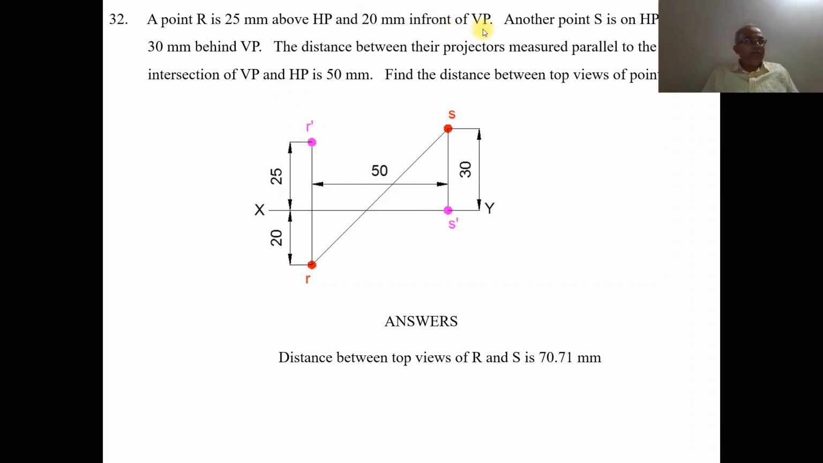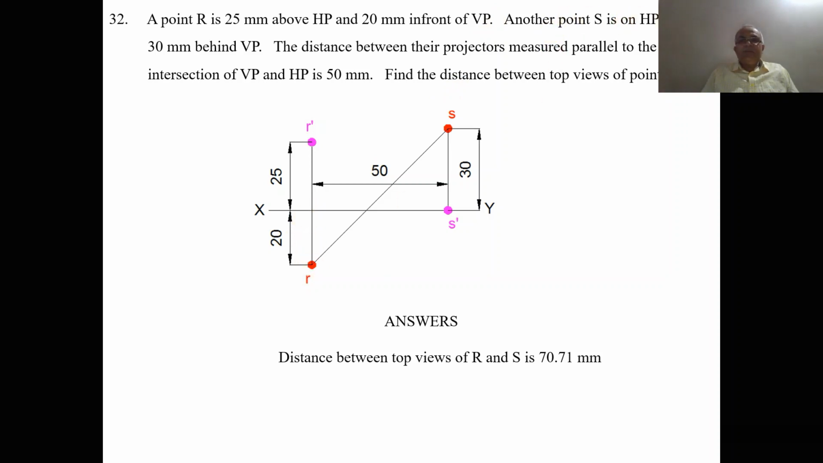And 20 mm in front of VP always comes below the XY line. From here you measure 20 mm and mark that point as small r, which is in front of VP. Its image always comes on HP, so it is the top view.